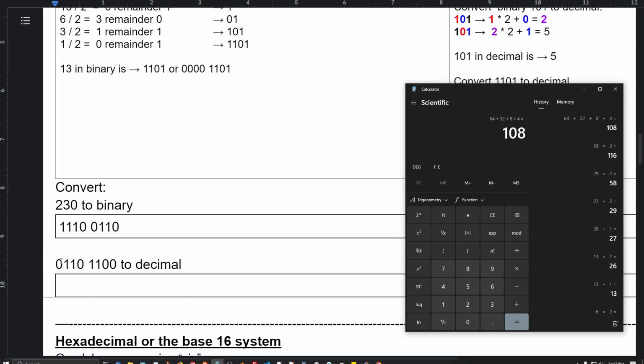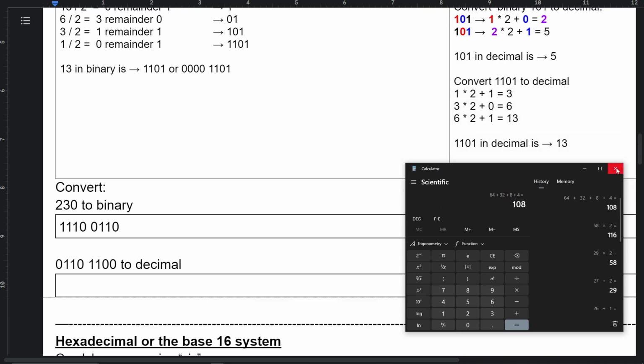So that's a leading 0, so that would be 64, 32. That would be 16, that would be 8, that would be 4. So we should see 108. We should see 108. So let's make sure that we did this right.